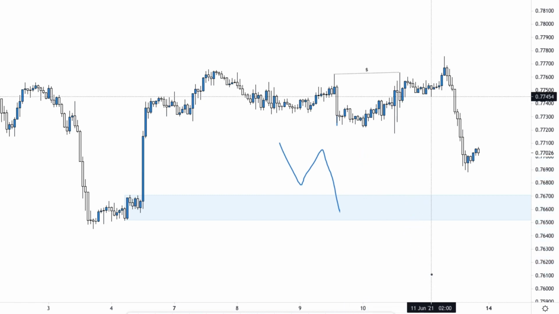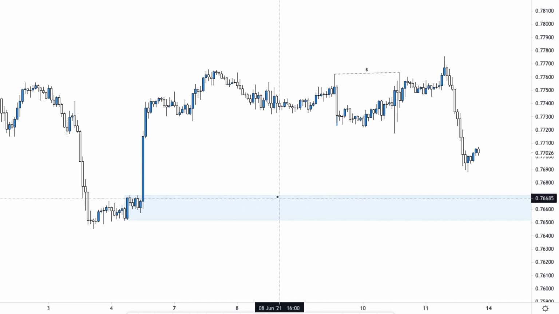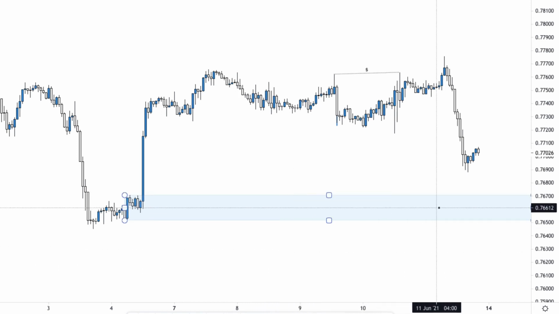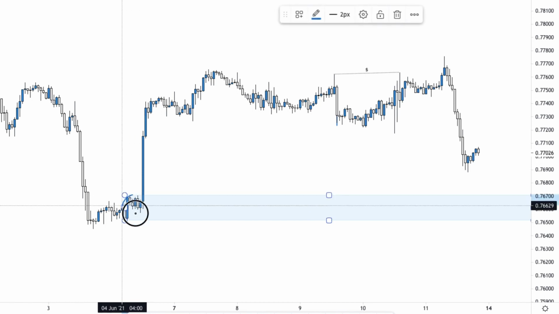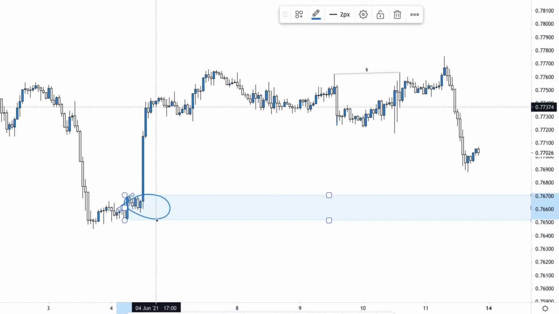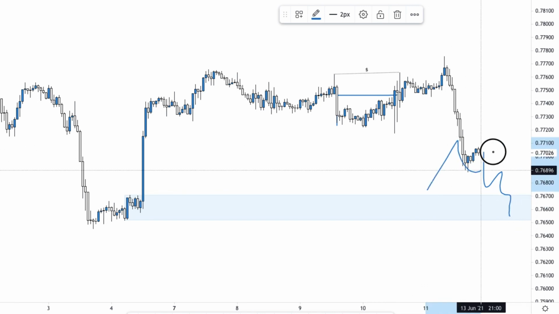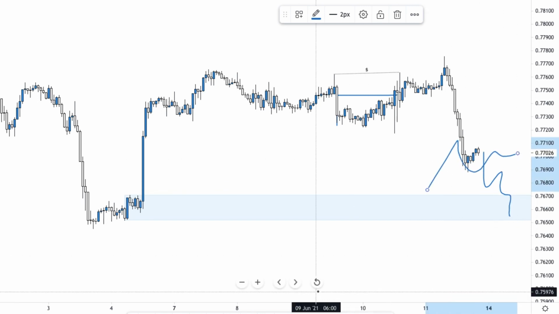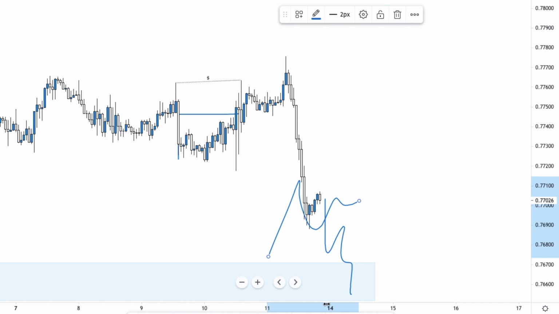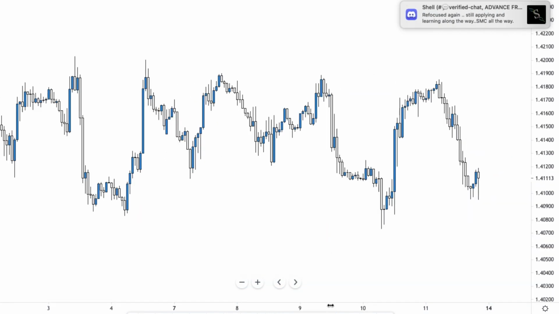Alright, so that is it for Aussie dollar. We just basically have to wait and see if we get a reaction from this point of interest, or we are going to continue lower, or if price is just going to continue to consolidate. So let us just wait and see what is up for this week. Let's move on to something else.